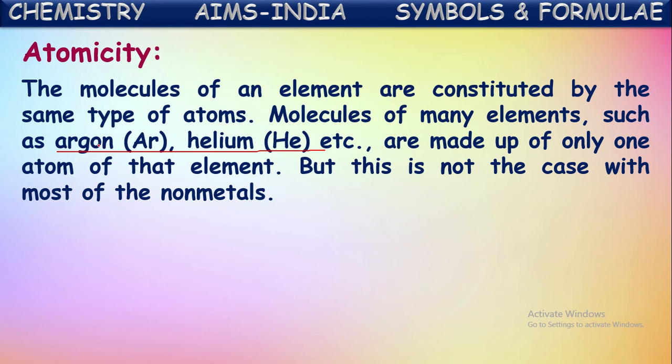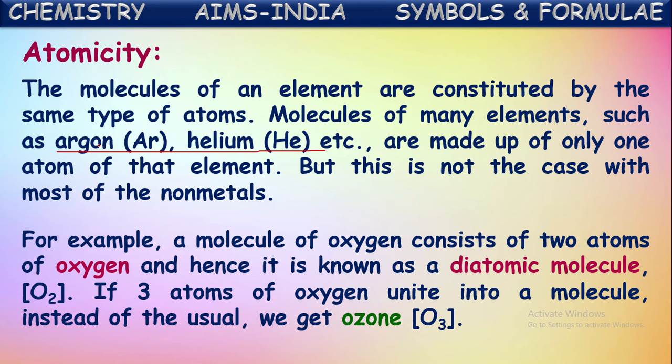But this is not the same case with most of the elements. Most of the non-metals especially won't exist in a single atomic form. This is the case only with noble gases and most of the metals. They exist with single atoms in their molecules. But most of the non-metals won't exist like this. For example, a molecule of oxygen consists of two atoms of oxygen, and hence it is known as a diatomic molecule, because we know the molecular formula of oxygen is O2.